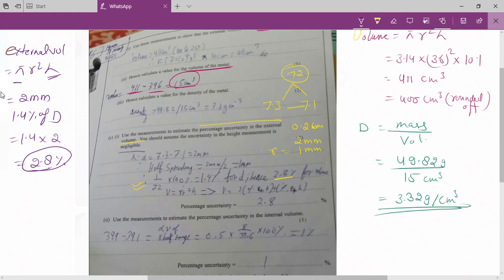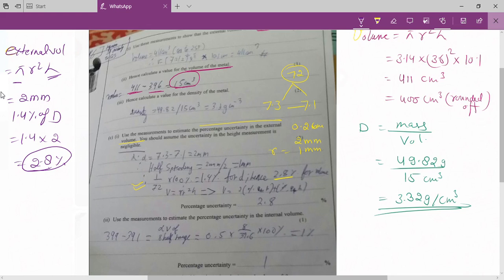So this is 1.4% for the diameter. And for diameter, you are getting the change in diameter too. So simply you have to multiply that uncertainty, that means 2.8%. Okay. Uncertainty 2.8%. Now I understand clearly. Just one thing, I understand everything else.